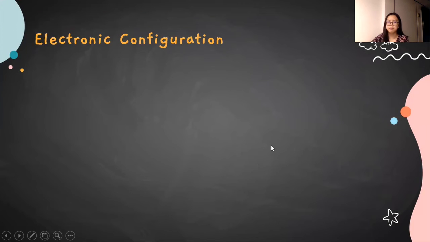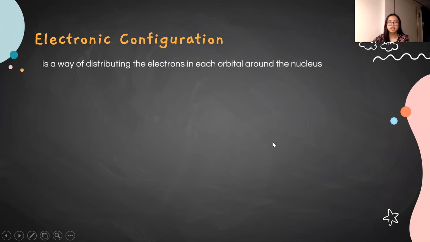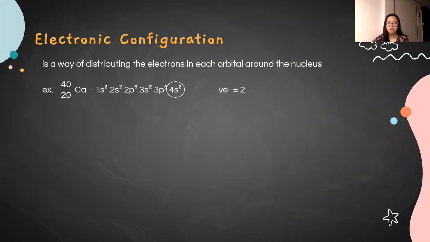Electronic configuration is a way of distributing the electrons in each orbital around the nucleus. Example number 1, calcium or Ca. It has 20, so 1s2, 2s2, 2p6, 3s2, 3p6, and 4s2. And the valence electron is 2. We get it from the last number, the last shell.